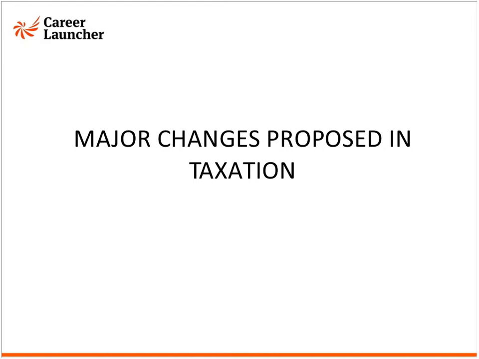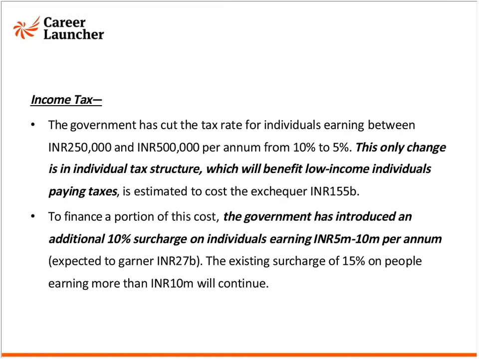Now I'm explaining to you all the major changes that have been proposed in taxation this year. Some of the essential changes. Here I'm trying to highlight some of the major and important changes, the first one being the change in your individual income tax slab: for income earners between 2.5 lakh and 5 lakh, the earlier tax they used to pay was 10%, and that has been halved to 5%.